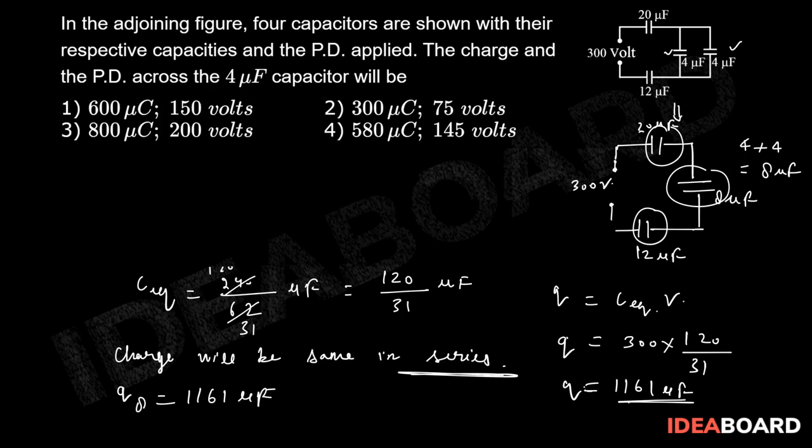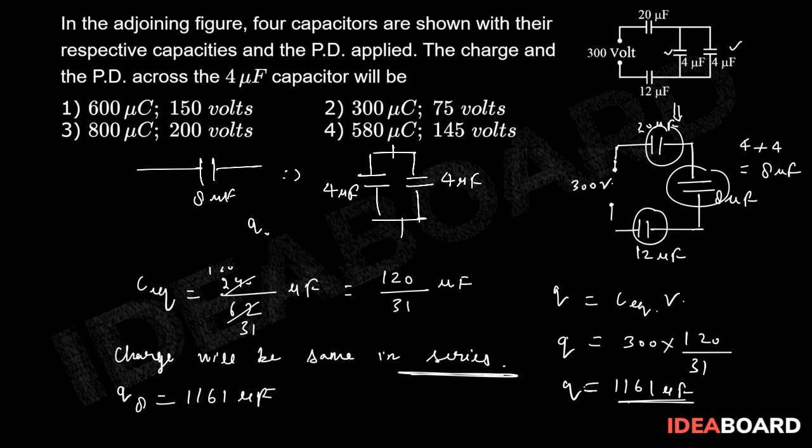So the situation will be like this. This 8 microfarad consists of two capacitors each of 4 microfarad. So the charge will divide in equal ratios because both have the same capacitances. So Q4 will be equal to Q8 by 2, which is 1161 by 2, which gives approximately 580 microcoulomb. So we got the value of Q4.